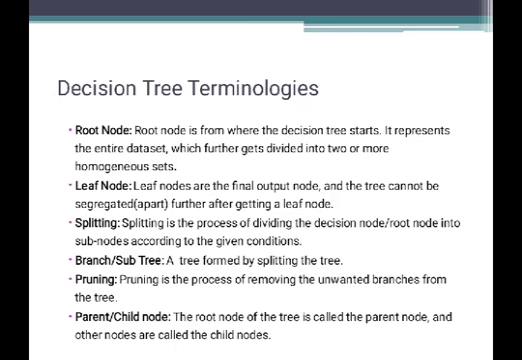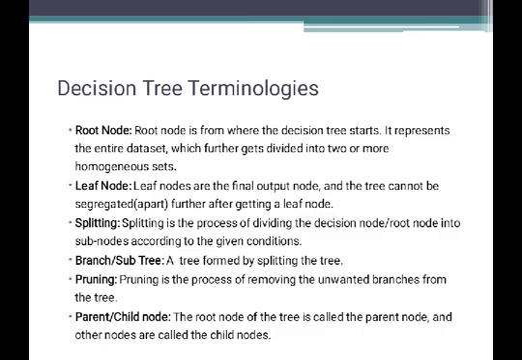Decision tree terminologies. Root node. Root node is where the decision tree starts. It represents the entire dataset, which further gets divided into two or more homogeneous sets. Leaf node. Leaf nodes are the final output nodes, and the tree cannot be segregated further after getting a leaf node.